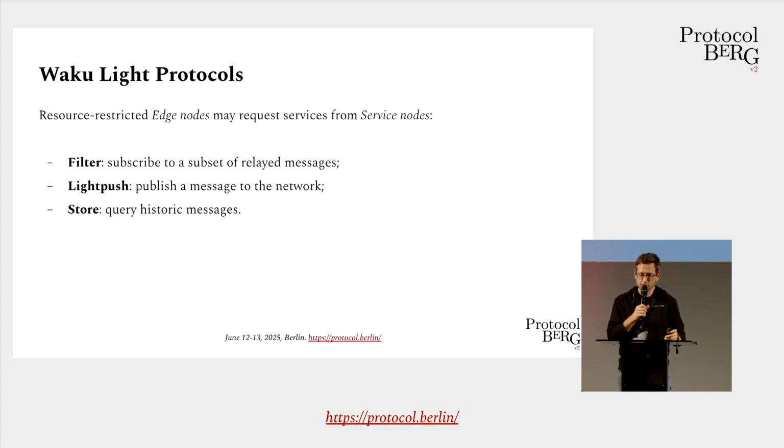As for the light protocols, here are 3 of them, which are used by what we call the edge nodes that may request certain services from service nodes. With the filter protocol, an edge node can subscribe to just a subset of messages that are being propagated. With light push protocol, an edge node may publish a message to the network without being a full relay node. And with the store protocol, an edge node can query historic messages.